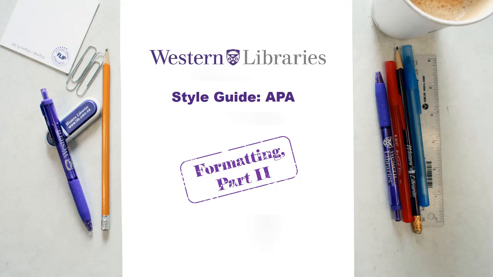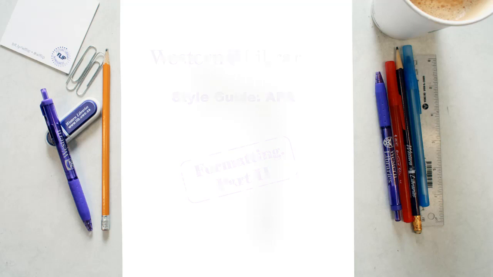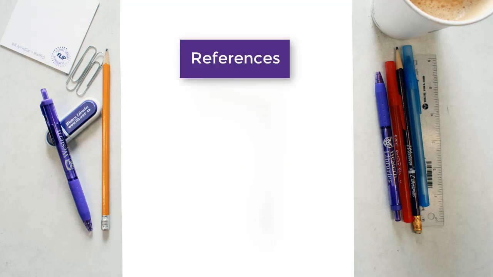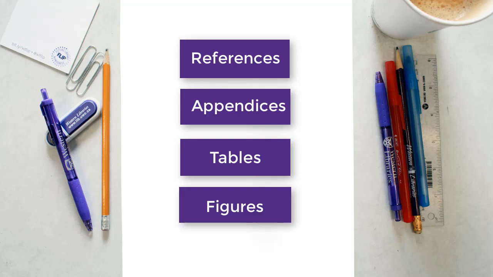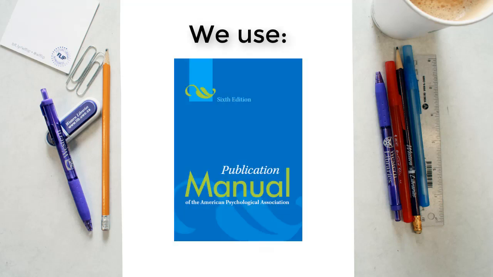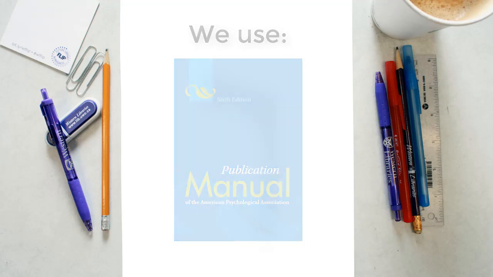In this video, we will go over the following information about formatting your paper in APA: reference list, appendices, tables, and figures. Please note, all information mentioned is based on the 6th edition of the APA Style Guide.